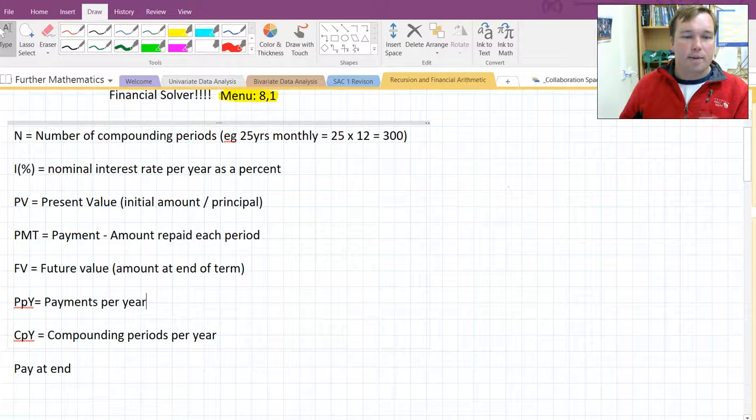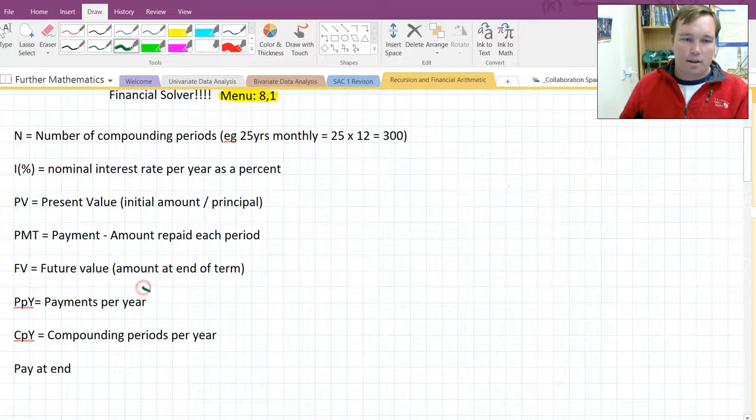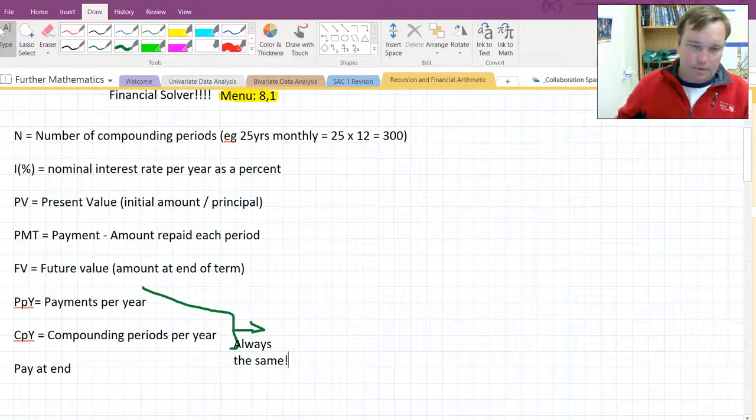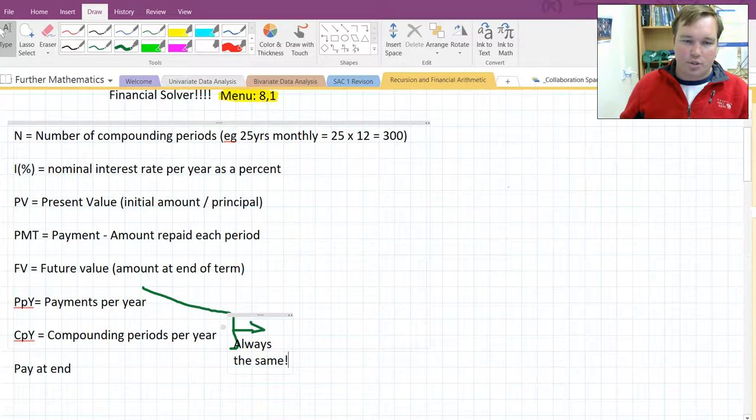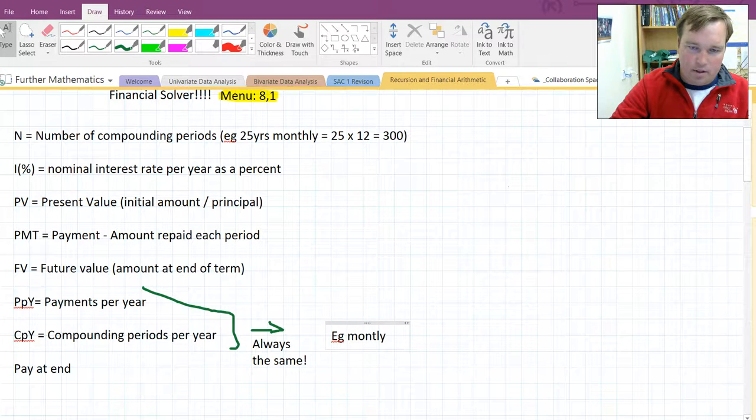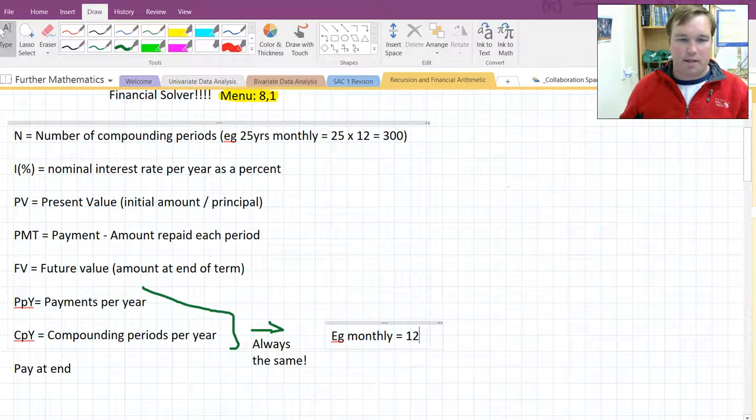PPY is payments per year. CPY is compounding periods per year. For further maths, these are always the same. So for example, if it was compounding monthly, you would assume they're paying monthly, and you would just put the number 12 in there. I'll look at this in an example in a sec.